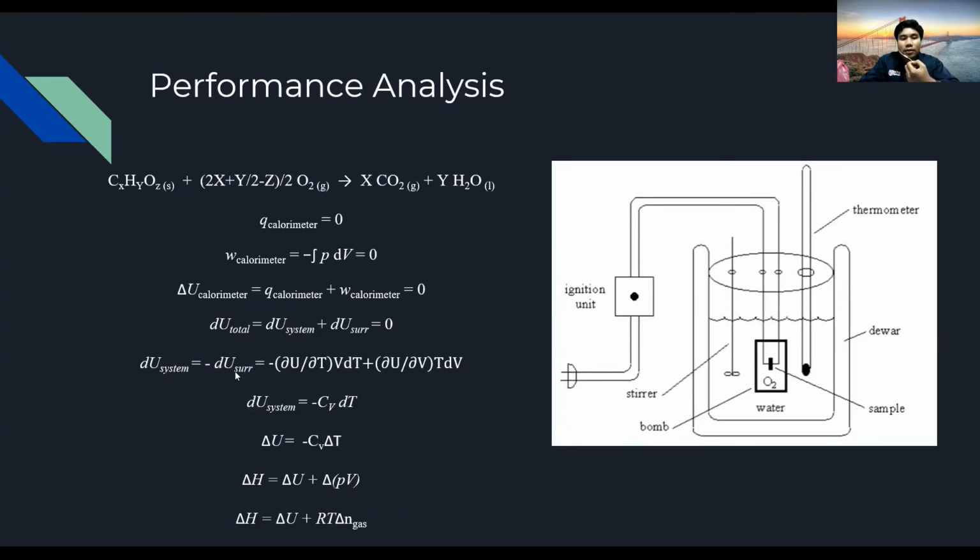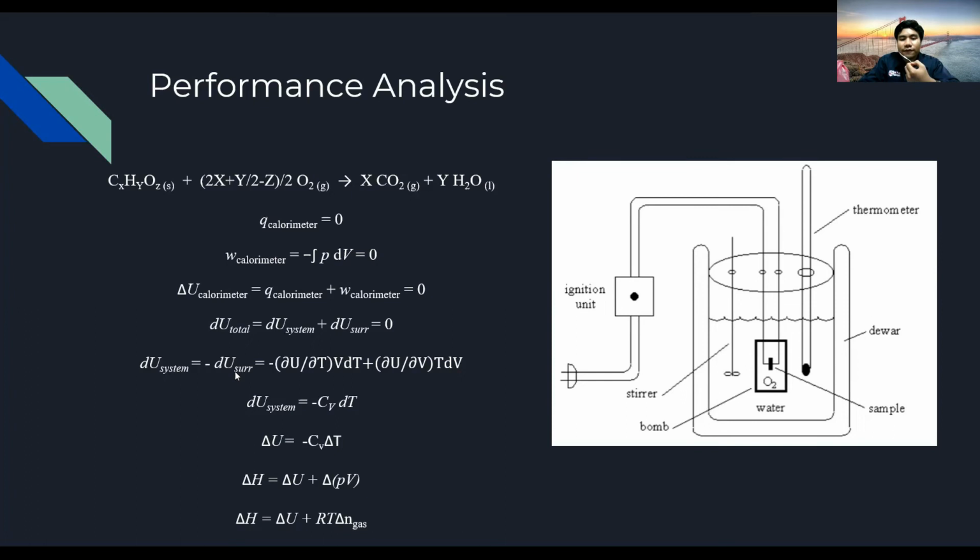Okay, now I will continue with the second part of the performance analysis. We know that combustion reactions are usually exothermic reactions, so the change of enthalpy of combustion is typically negative. The bomb calorimeter consists primarily of sample, oxygen, the stainless steel bomb, and water, where the wall prevents heat flow from the calorimeter to the surrounding atmosphere. So we have Q calorimeter is equal to 0.